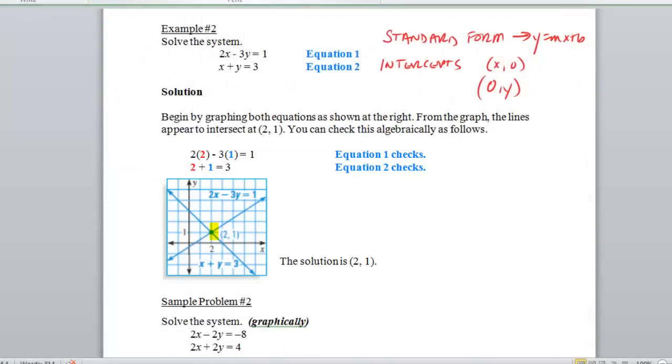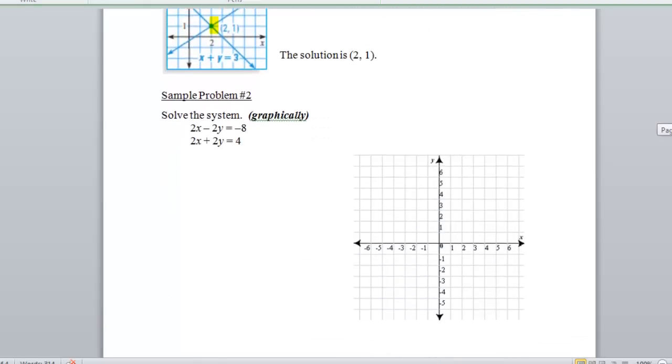Now, we do have one drawback with solving systems graphically, in that since it's in a visual format, if you're not very particular about where you plot your points and drawing your line with a straight edge, and you don't get a good clean intersection, you may not be able to tell the exact point if it's not going exactly through a grid line. And so you're going to need to pay particularly close attention to the way you go about graphing these things. So let's go ahead and take a look at sample problem number 2.